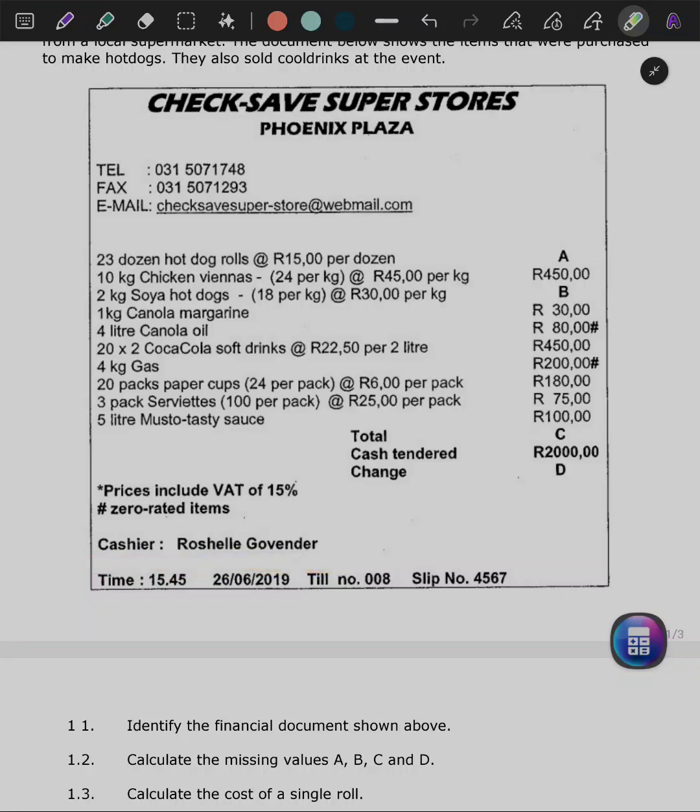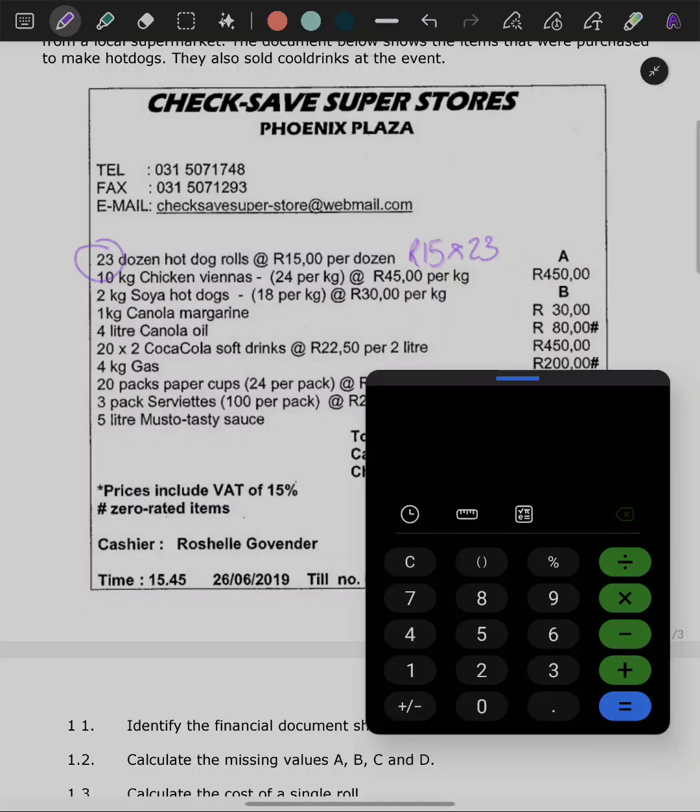Then they want us to find our missing values, A, B, C, and D. So let's start with looking at A, which is over there. It's in the total column, so we know it's got to do with totals. And they tell us here 23 dozen hot dog rolls, 15 Rand per dozen. So if it's 15 Rand per dozen, and there are 23, we times by 23. If we do that on our calculator, 23 times 15, we get to 345 Rand. So that was A, 345.